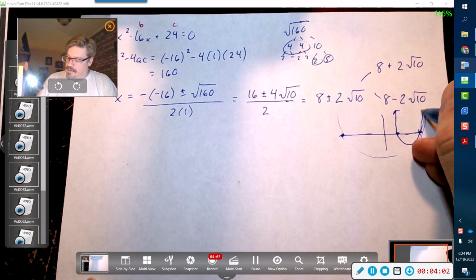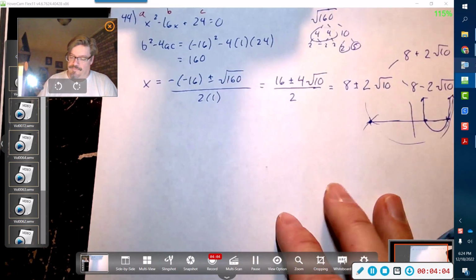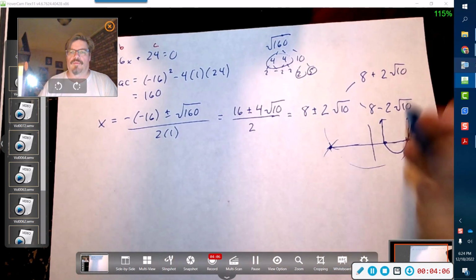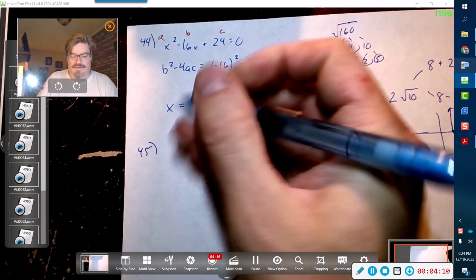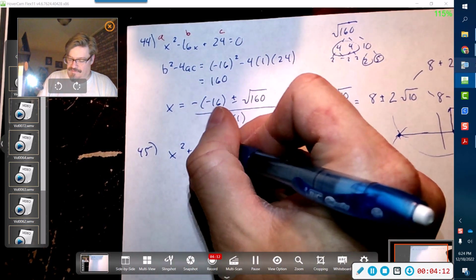Alright. Not that guy, he's not it. That was not part of the question anyway. The question is find those two solutions. Alright, 45. 45 is x squared plus 5x plus 2.